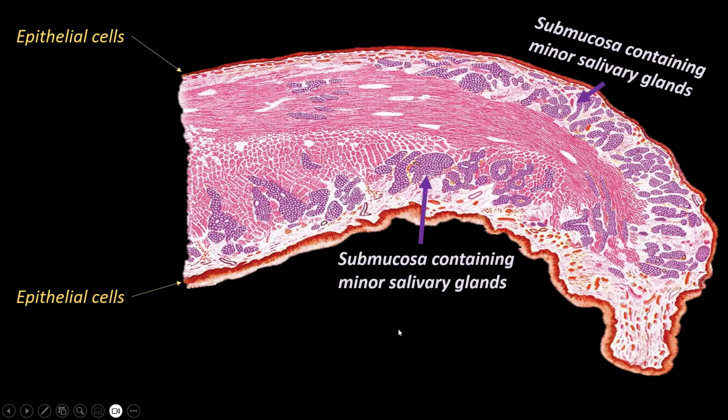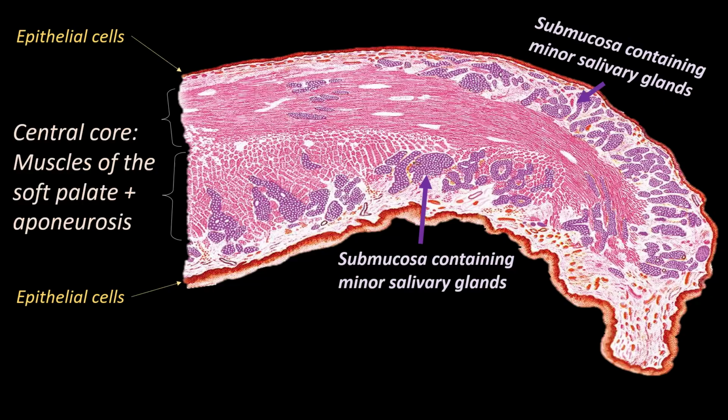Then in the submucosa, we have minor salivary glands. So a tumor type that you can encounter in the soft palate is, of course, once again, squamous cell carcinoma, when the tumor originates from the epithelial cells, but also minor salivary gland tumors can originate in the soft palate. But the core of the soft palate is basically a group of muscles. So when we look at the core of the soft palate, what do we see? We see muscles which are attached to a central aponeurosis.